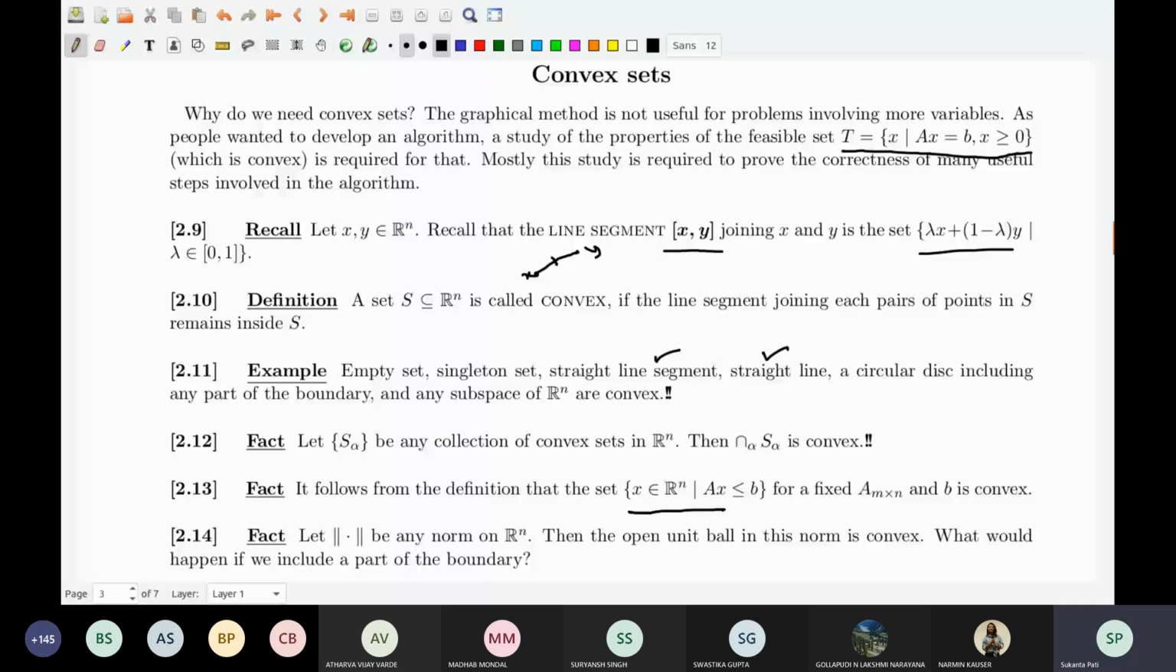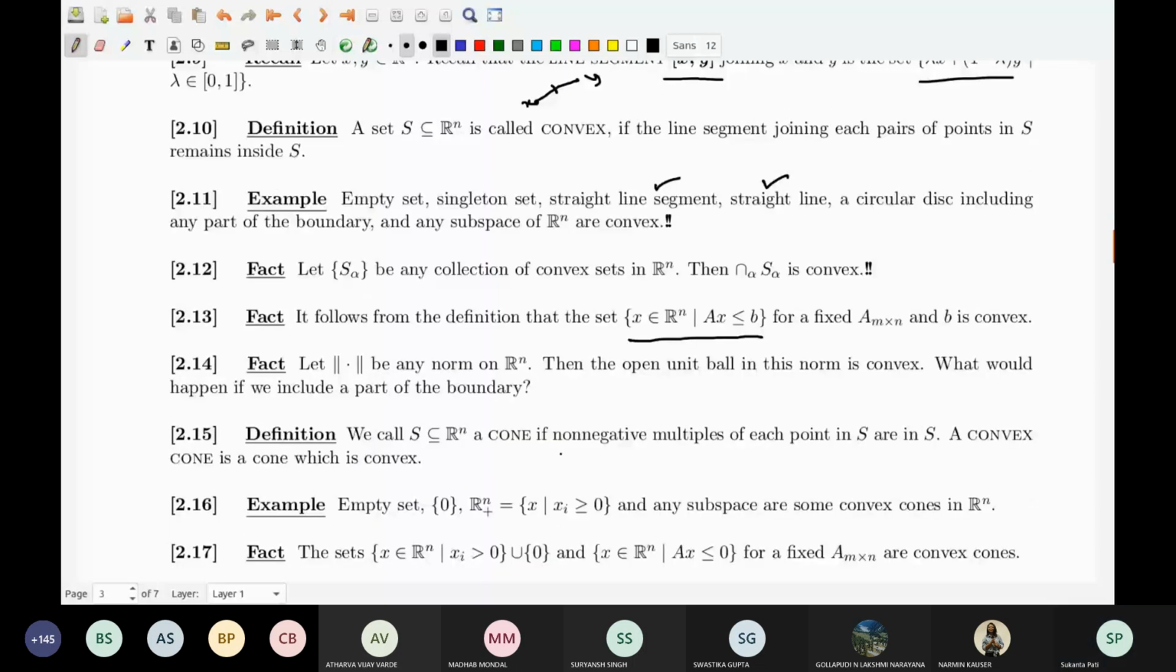If you have any norm on Rn, then consider the open unit ball with respect to this norm. What do I mean by open unit ball? It means B1(a), centered at any point a. This is the set of all points that are at a distance less than one from a. So for the open unit ball, I am not including the boundary.